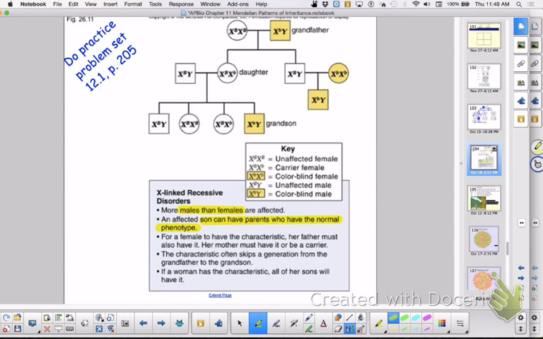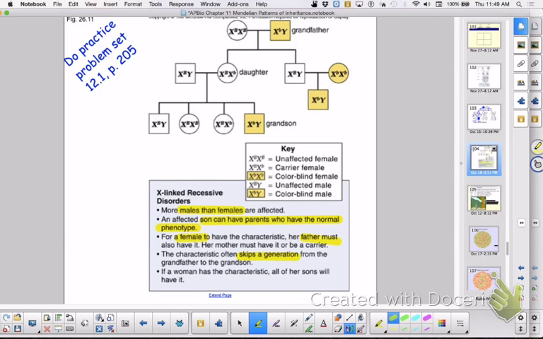Okay, dads can't be carriers, so be more specific. Mom had to be, right? And then for a female to have the characteristic, if a female has it, her father has to have it, because she has to get two bad copies. One of those bad copies is definitely coming from dad. So he definitely has the disease.